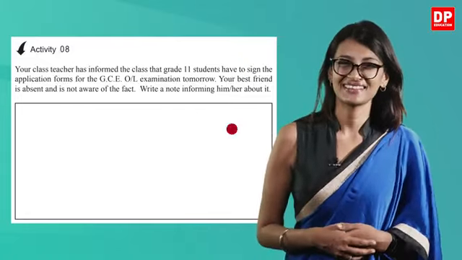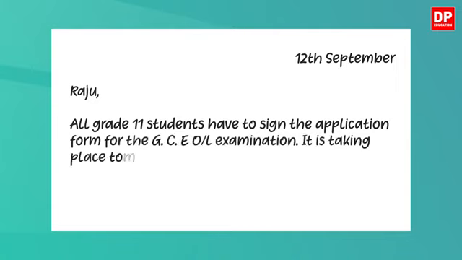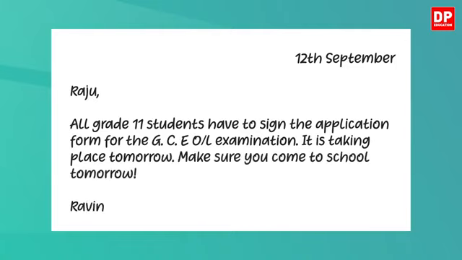Let's do this together. 12th September. Raju. All grade 11 students have to sign the application form for the GCE O-level examination. It's taking place tomorrow. Make sure you come to school tomorrow. Bravin. As you can see, the important idea is clearly given to Raju and is backed up by an urgent phrase in the imperative. This makes it a clear, concise note.